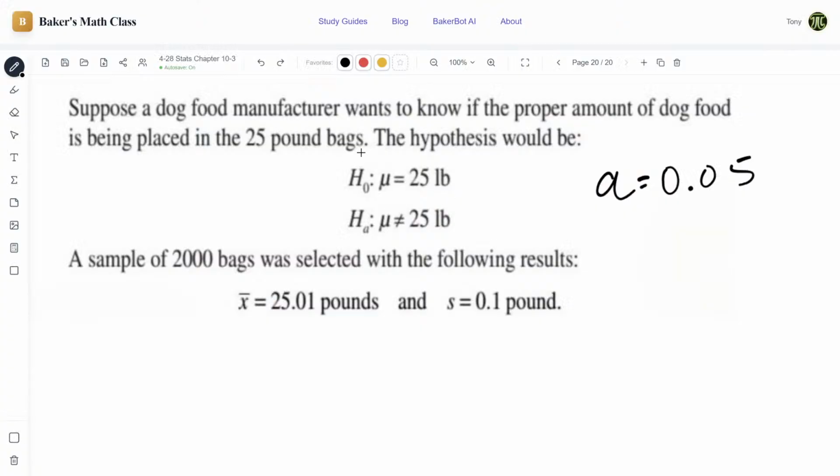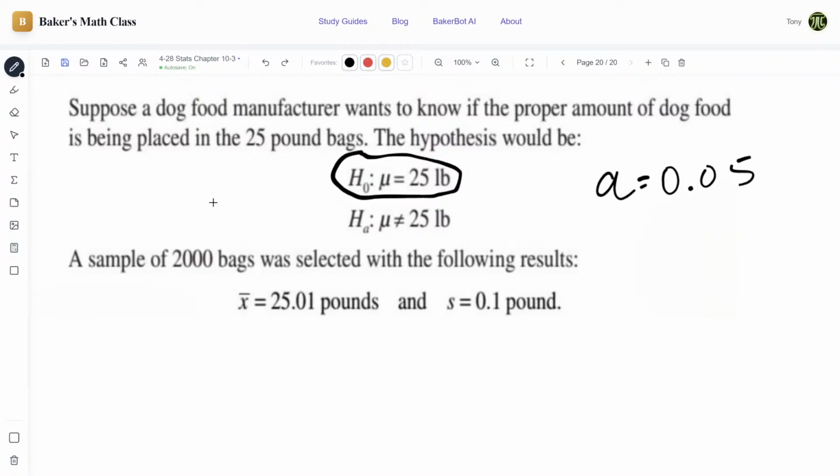So I've rejected my null hypothesis. Is it statistically significant? Yeah, that's why I rejected it. Is it practically significant? How many people in here ever bought food for a dog or a cat? How much would be 0.01 pounds of it? Yeah. Maybe a kibble or two. Would anybody notice? No. So again, statistically significant, practically you could care less.